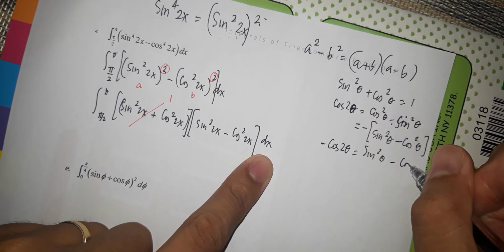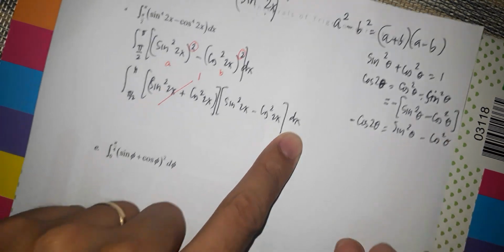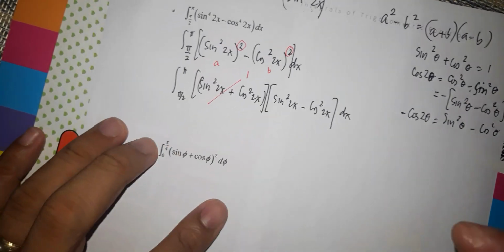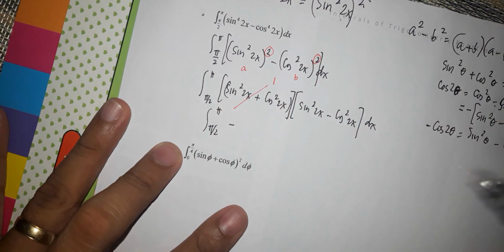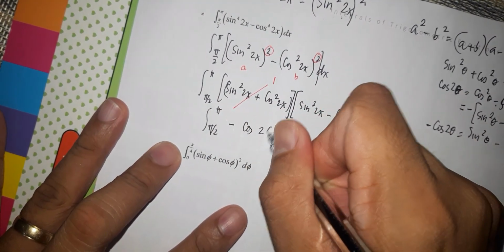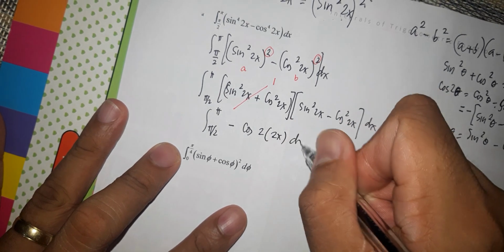So, dividing both sides by negative, therefore this is simply the integral from pi over 2 to pi of negative cosine of twice the angle, cosine 2x.